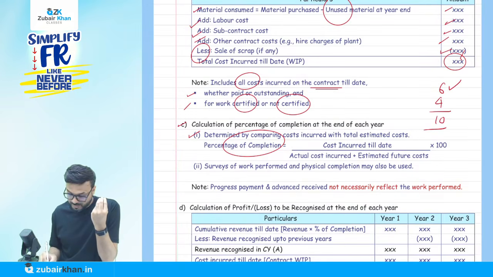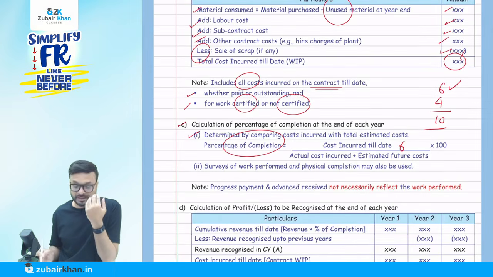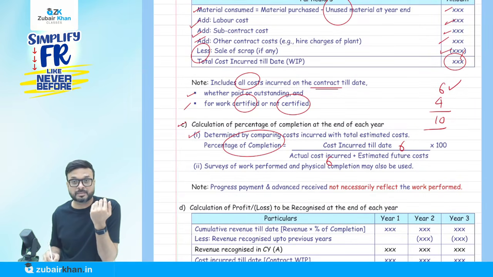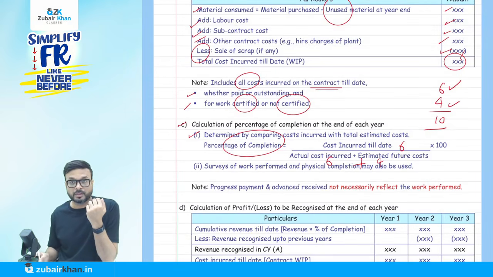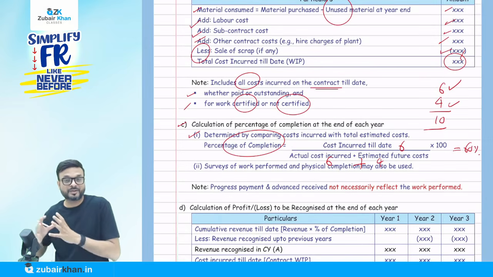That is 6. So I will write it down here, 6. Now they say divided by actual cost incurred, 6, plus further estimated cost, that is 4. So I will plus 4. Multiply by 100, and that will come here, in my case 60%. So 60% work has been completed.